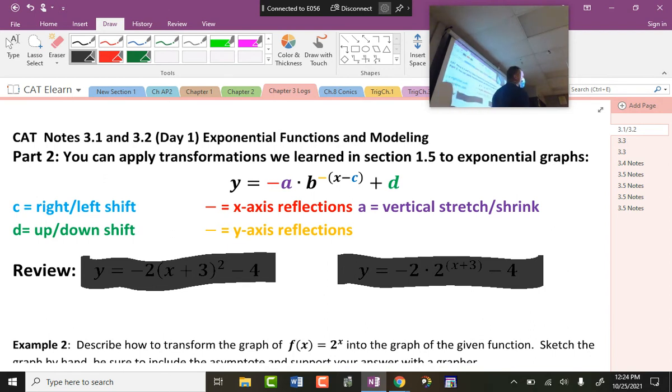Don't think of it as a stretch or a shrink though. Just the base. If the base is bigger, the graph does take off quicker. If it's between 0 and 1, then you have to be careful that it's decay. But then we just dealt with this.